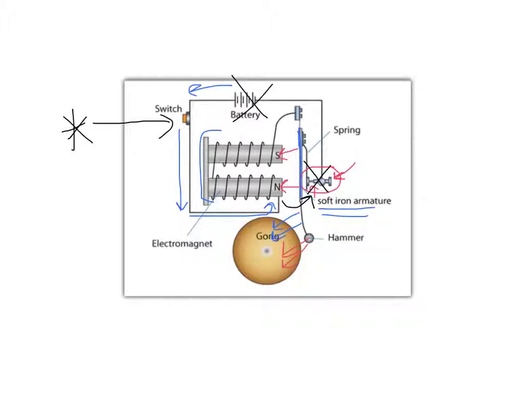It will hit the magnet, then because the circuit's broken so no electricity can flow, it springs back. When it springs back, it gets attracted to the magnet again because the circuit is now complete, and springs back and hits the gong. So this iron armature is literally just springing back and forth so long as somebody has their finger on the switch. And that's how electromagnets are used in an electric bell or a buzzer. Okay, hope that helps.